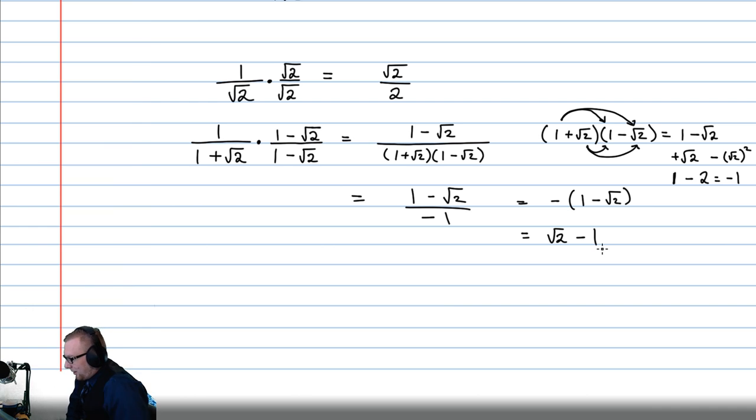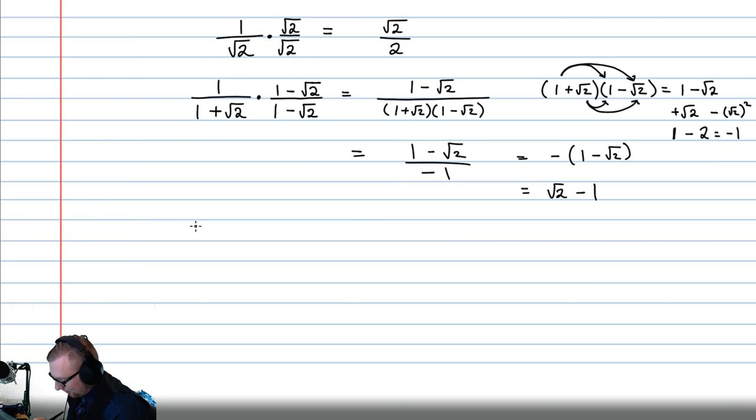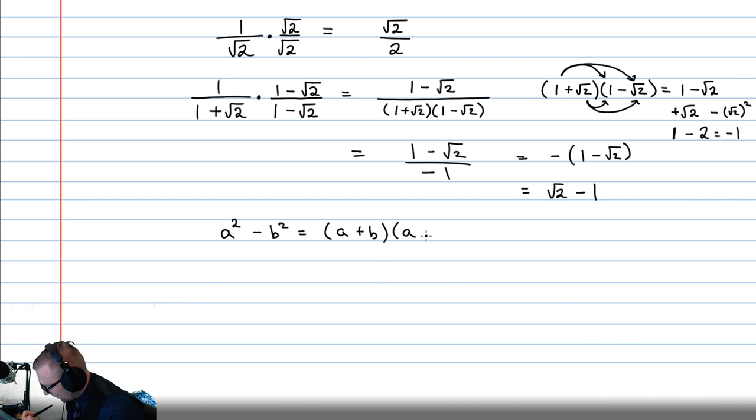So, as Memesh was talking about, this is a good formula for you to remember. I actually did a post on this earlier. So a squared minus b squared is a plus b, a minus b. A difference of squares.